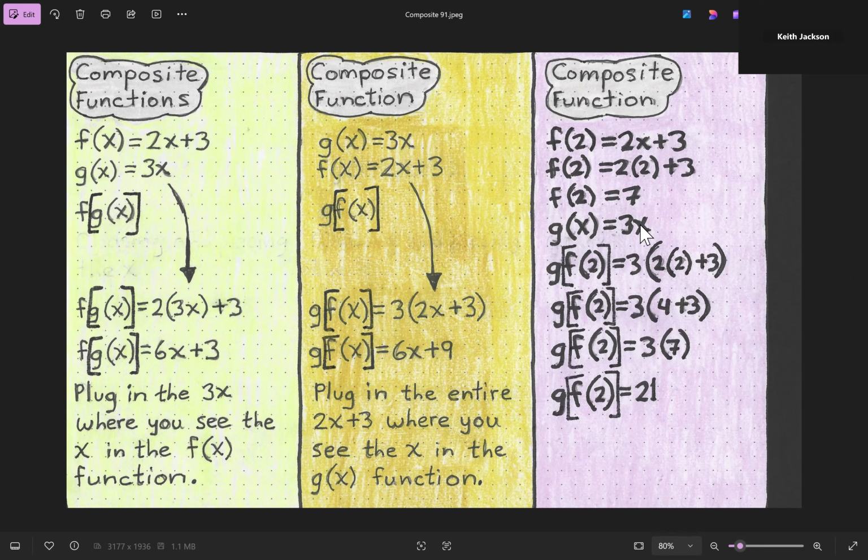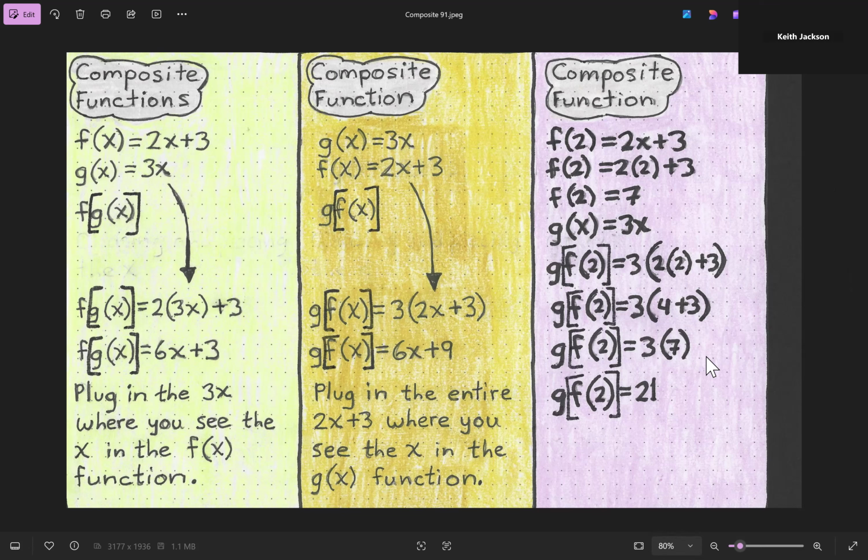So wherever this x is, we're going to put this part inside it. We have this 3 times x, and now we have 3 times the quantity of 2 times 2 plus 3. And as you can see, g of f of 2 will be equal to 3 times the quantity of 4 plus 3, which is 7. And so g of f of 2 will be 3 times 7, which is 21.